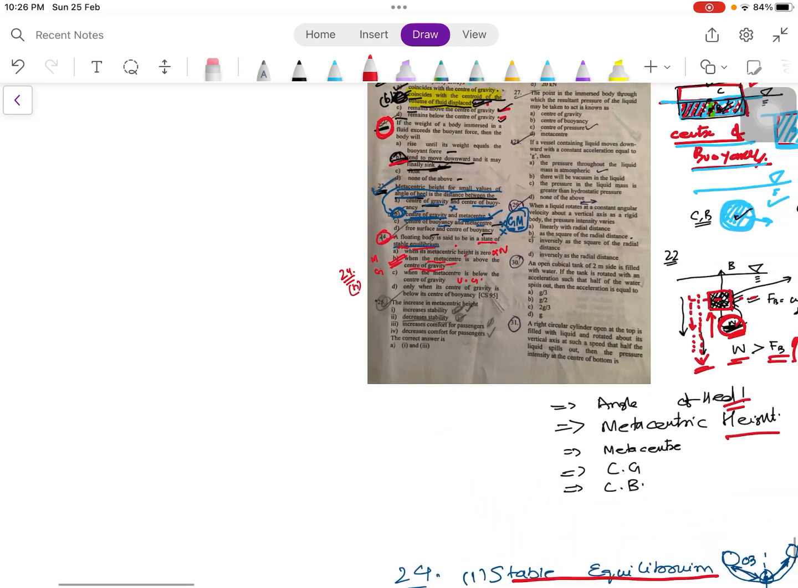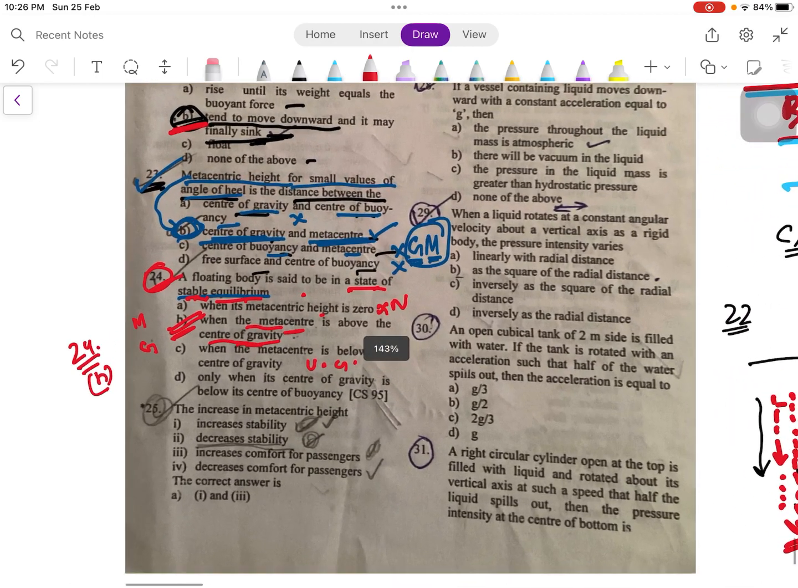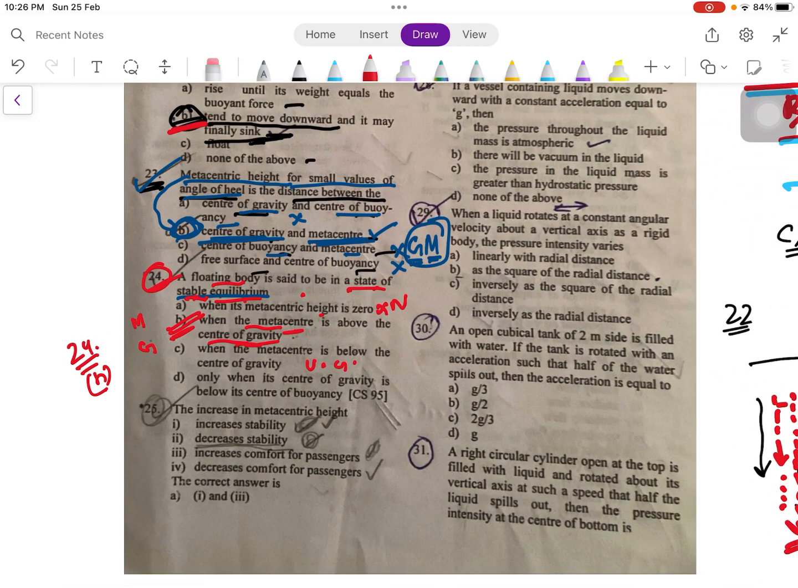But relevant to this question is a floating body. So when we talk of a floating body, we talk of a metacenter. And when we don't have a floating body, we only talk in terms of the center of buoyancy and the center of gravity. So this option is ruled out, or it's not applicable to the scenario of a floating body. So option B is the right answer to this question.